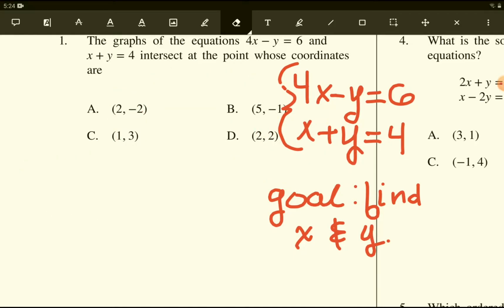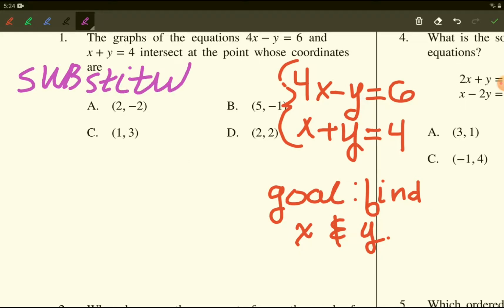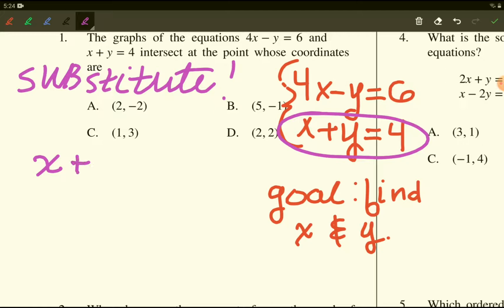Alrighty. So remember, the goal is to pretty much isolate one variable to be able to plug it into the other one. Okay, so in other words, substitution. So we're going to substitute one equation into the other. I like this equation just because it looks pretty and it looks simple, so I'm going to use it. So it says x plus y equals 4.